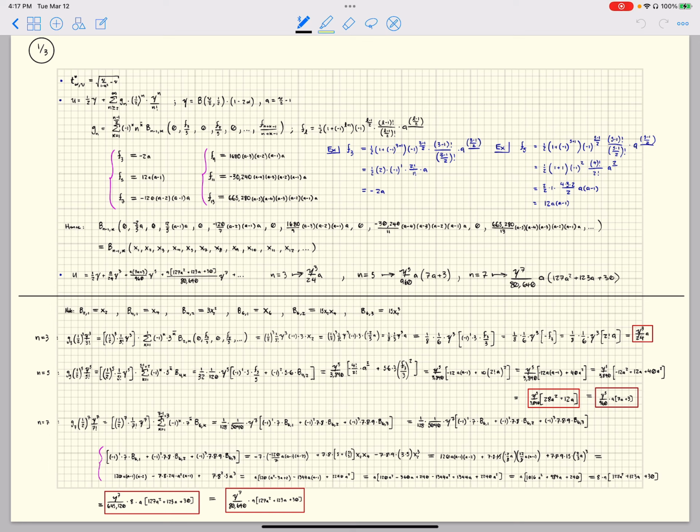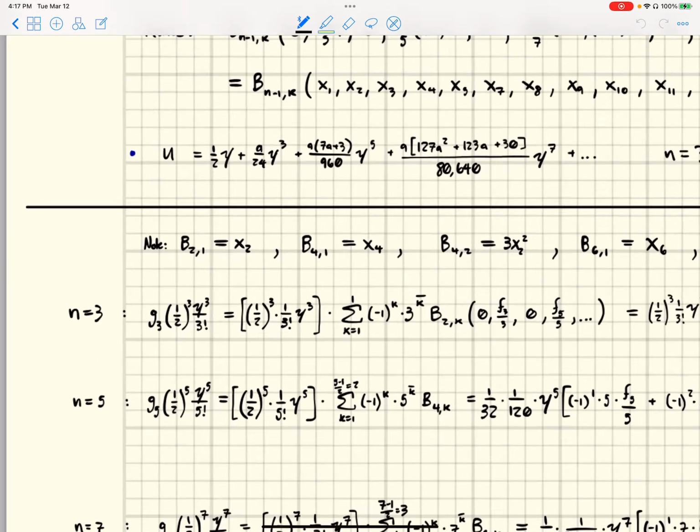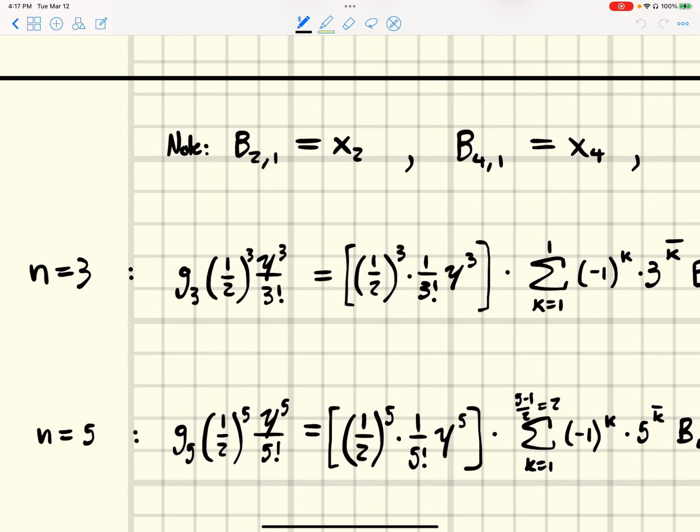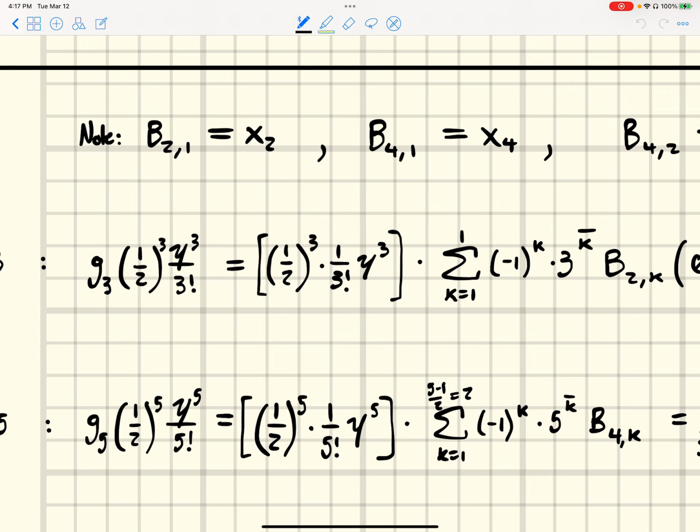So with n equals 3, that term is going to look like this. It's going to be the g sub n term times 1/2 raised to the third power times gamma to the third divided by 3 factorial. Each of the terms is going to have that form, and the bulk of the computation is going to be encapsulated in these g sub n terms. So you pull out all that stuff in the front and just use the formula to calculate these g sub n terms.